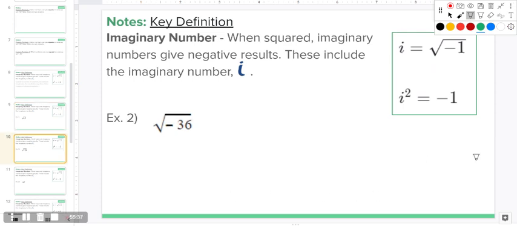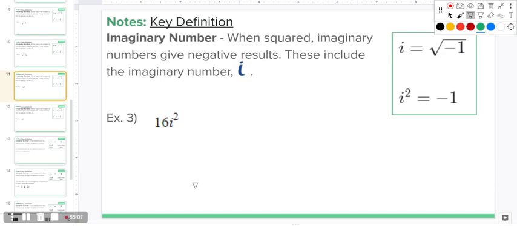Similarly, in example 2, we can find the square root of negative 36. We have a negative square root number, so we are going to take out the i from that. We'll have the square root of 36 times i, and we can take the square root of 36. What times itself gives me 36? That would be 6, and our answer would be 6i.